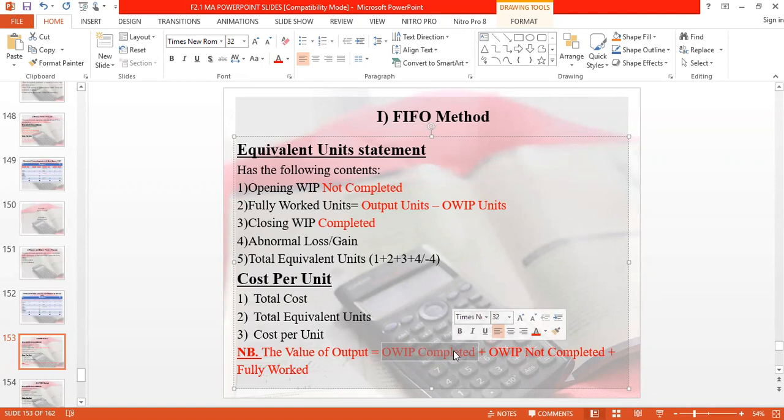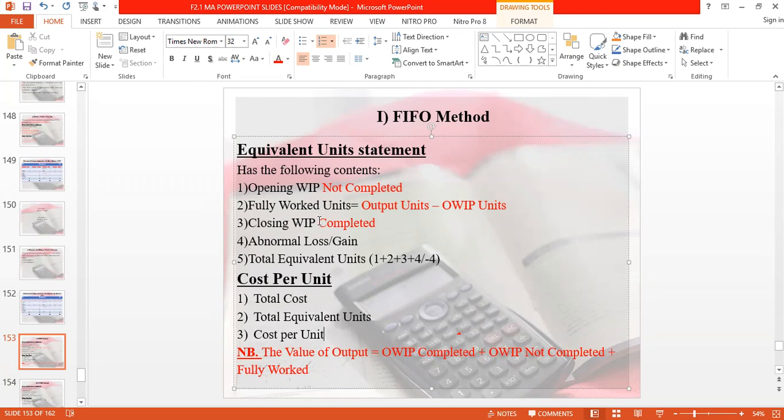Please take 30 seconds to even note down that, especially what I've marked in red, as we go to the question. And then later on, we will come to the AVCO method. Take your time to understand it and note it down, especially the contents of the equivalent unit statement.